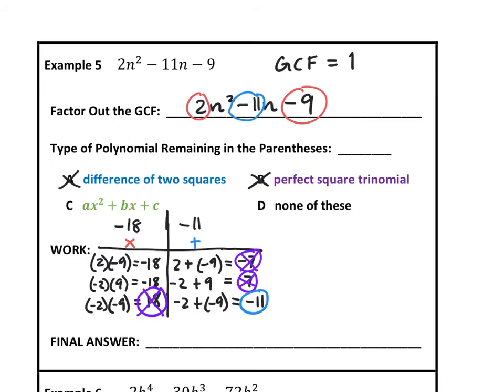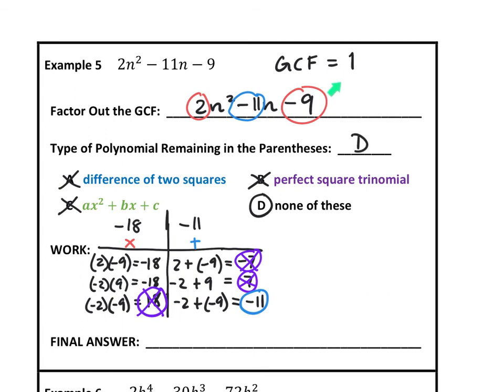Okay. So the table method doesn't seem to work. I mean, you can try other multiplications for 18, right? 1 times 18, 6 times 3. But I don't think those other options will give you negative 11. So that leaves us with none of these. So D.